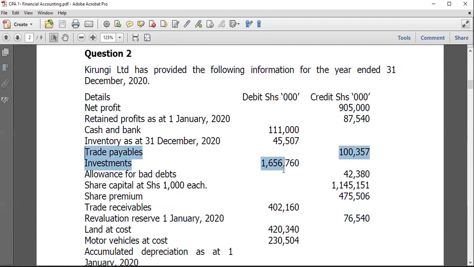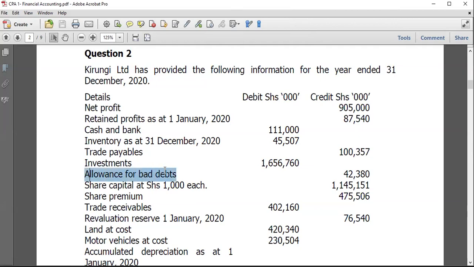Then we have investments. Now you find that companies do make investments, and this could be an investment maybe in another company, or maybe having shares in another company. For example, if I'm running a company right now and I make a decision to get shares in MTN as a company, that will be my investment. So investments are also assets in themselves. Okay, so you need to understand that.